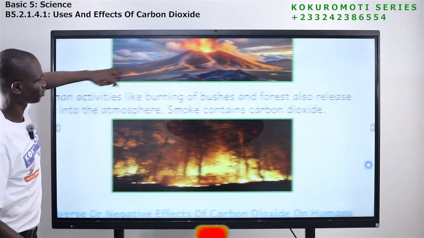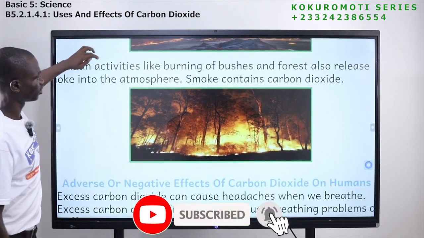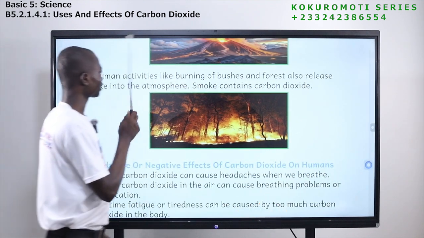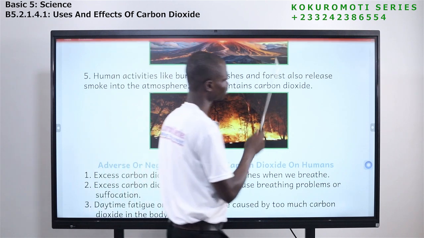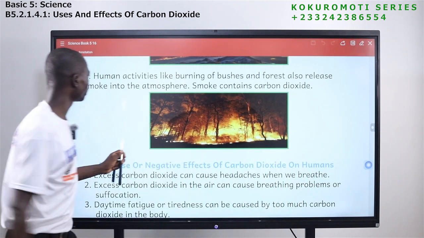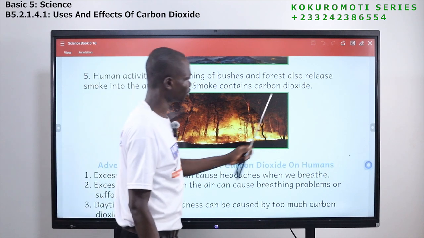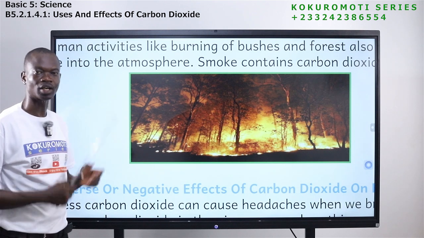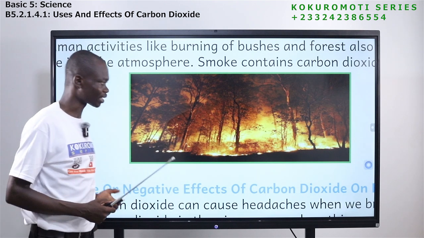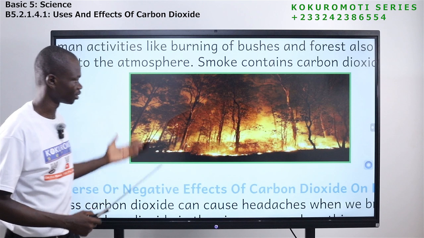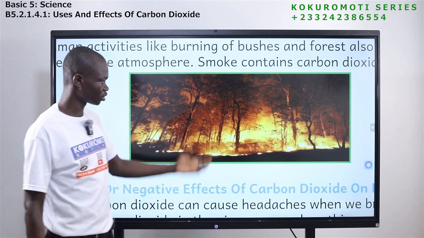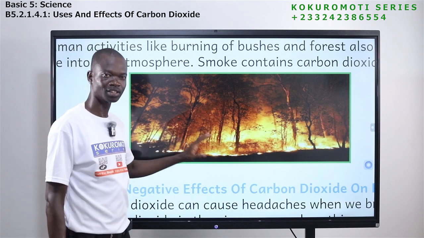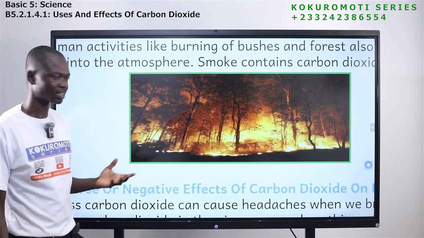Now let's look at the next one. The next one is number 5. Human activities like burning of bushes and forests also release smoke into the atmosphere. Smoke contains carbon dioxide. So here is another activity or another way in which carbon dioxide gets into the environment. So we have forests or the bush, but you can see that it is burning. The smoke from this place will go into the environment. So this is another way.